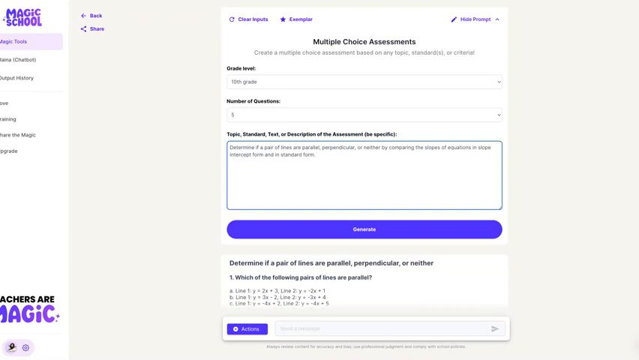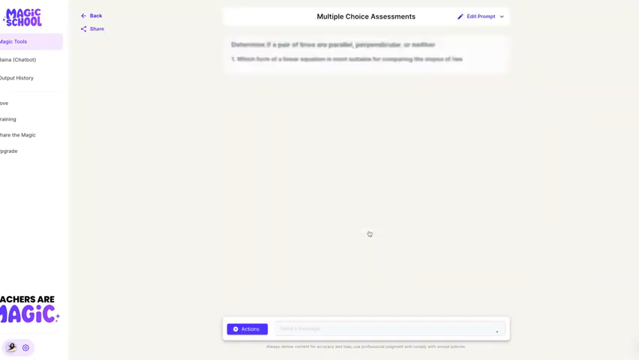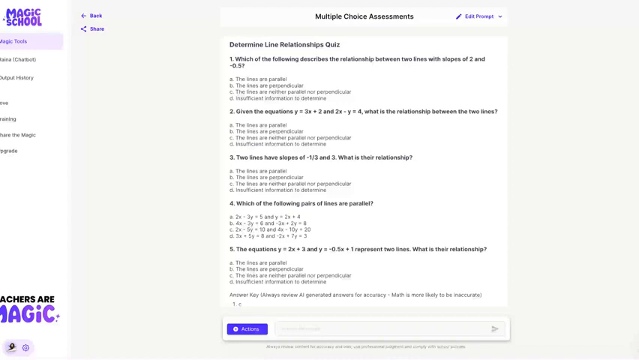I'm going to edit my prompt to say determine if a pair of lines are parallel, perpendicular, or neither by comparing the slopes of equations in slope-intercept form and in standard form. After updating my prompt, the software is giving me questions that are more closely in line with what I was looking for originally. For example, I'm seeing both equations in slope-intercept and in standard form.